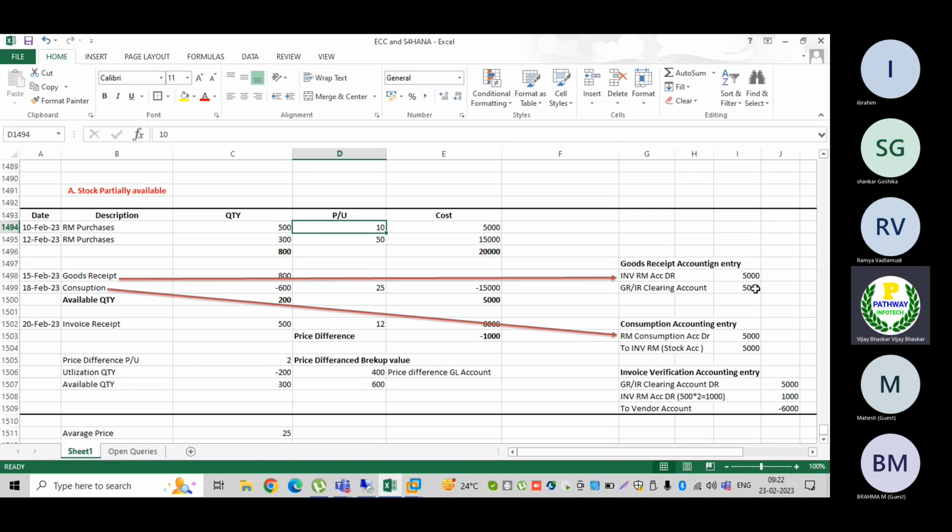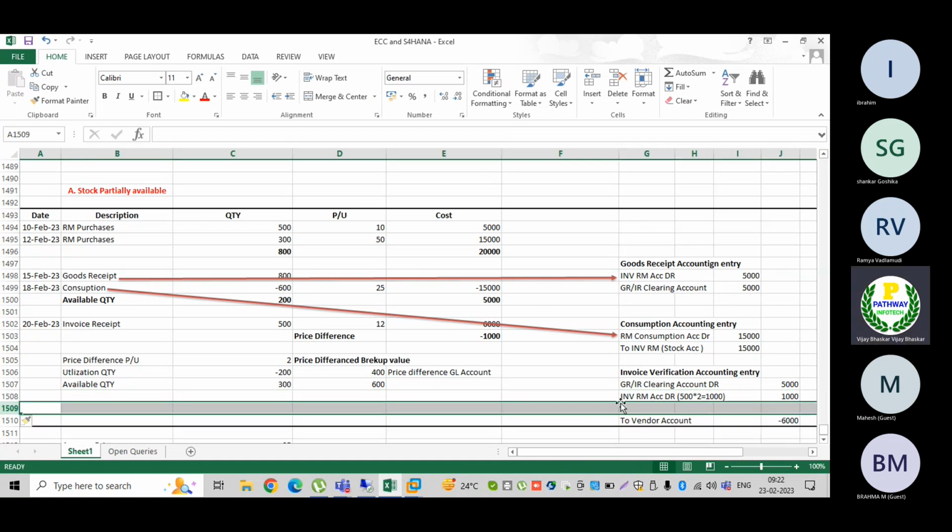Okay, 1,000. Then what will happen? The consumption: how much consumption has happened here? We have utilized 600 quantity. For that consumption, the cost would be 15,000 rupees. Then here, you can understand, again the GRIR clearing account is 5,000 rupees. GRIR clearing account, obviously it is 5,000 rupees. Then here again we have the price difference account.